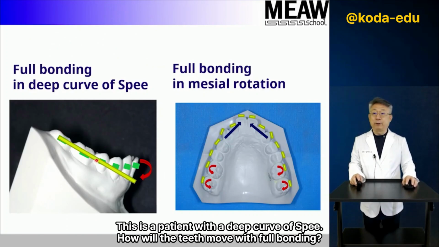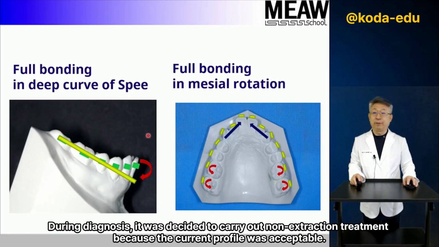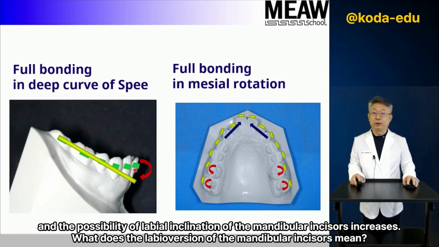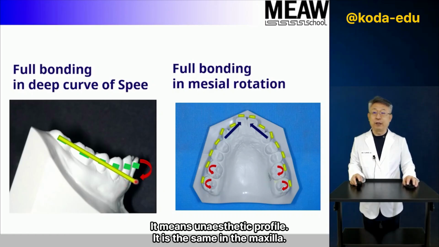This is a patient with a deep curve of SPE. How will the teeth move with full bonding? During diagnosis, it was decided to carry out non-extraction treatment because the current profile was acceptable. If brackets are attached to all teeth, they are leveled according to the posterior teeth, and the possibility of labial inclination of the mandibular incisors increases. What does the labiversion of the mandibular incisors mean? It means unaesthetic profile. It is the same in the maxilla.